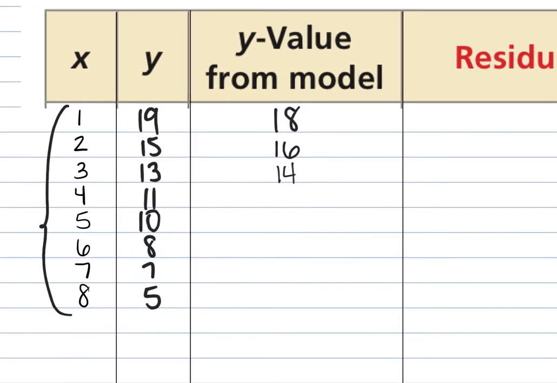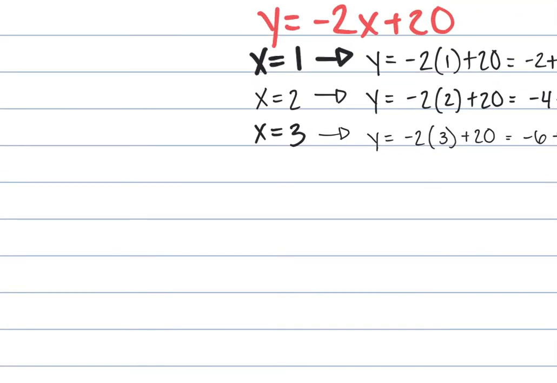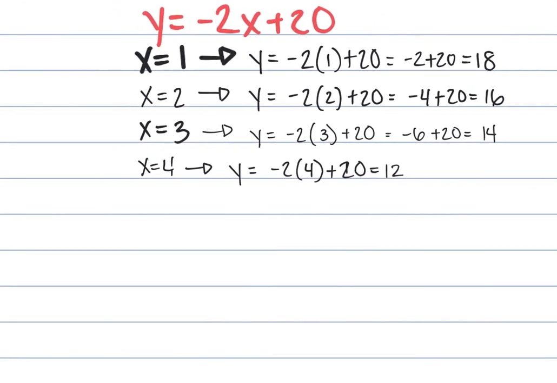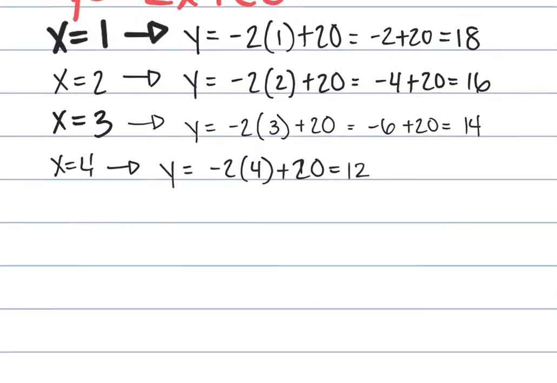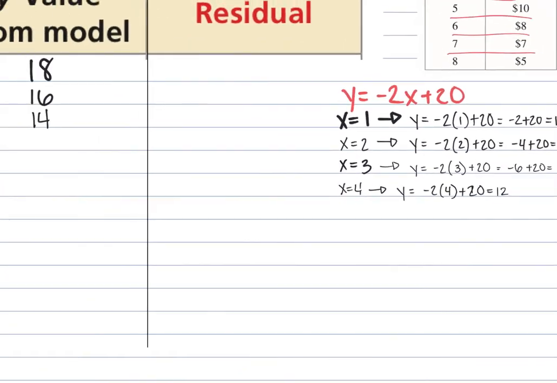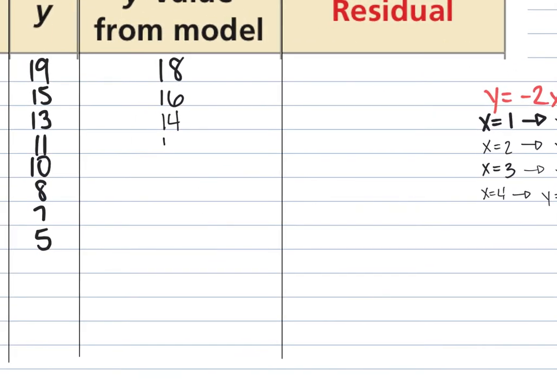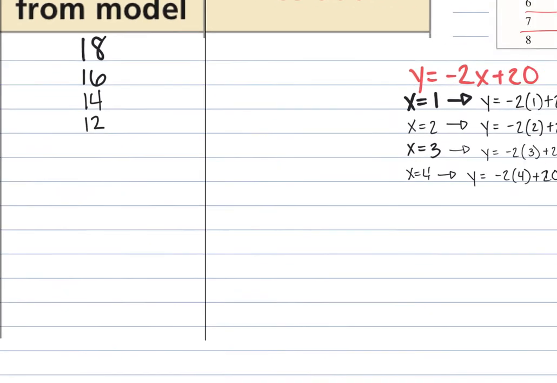Let's check x equals 4. If x is equal to 4, what do I get? Yeah, 12. Brady, what's up? Isn't it just a pattern down by 2? Ah, there is a pattern. We're going down by 2 every time, okay? But let's keep going. So we got 12. That's close to 11, so we're still good.